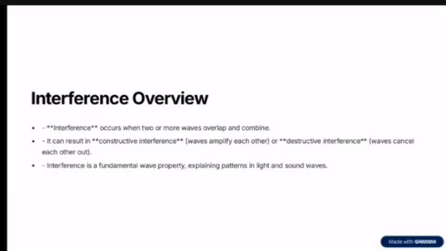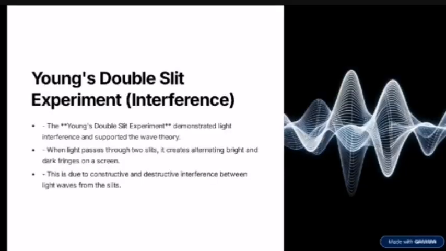Interference is a fundamental property of waves, and it helps to explain patterns that we see in light and sound, especially sound. If we go forward in this lesson, probably you would see how these things are observed in light. So let's move on.